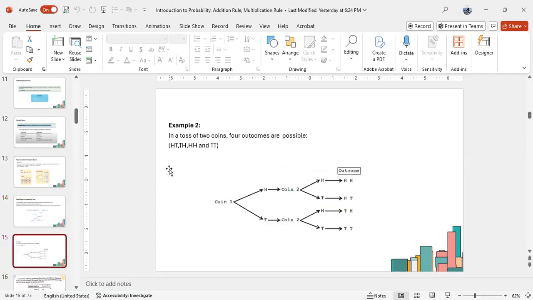This is another example of tossing of 2 coins. First coin, its outcome can be heads or tail, and then second coin, its outcome can be either head or tail. So these will be the outcomes if it lands on tail, and similarly, these are the outcomes if the first coin showed head and then second coin showed either head or tails.